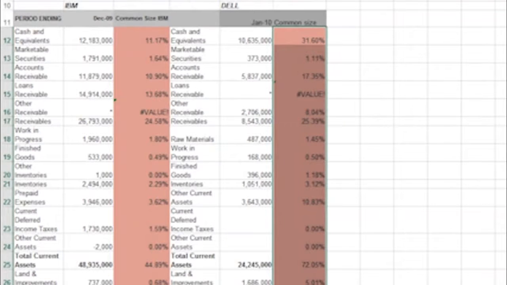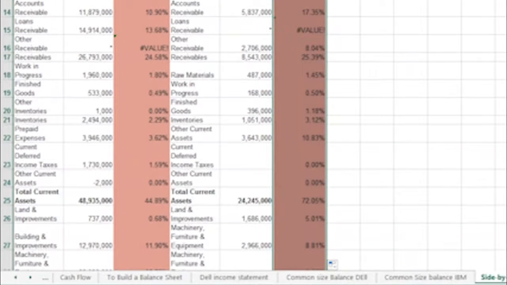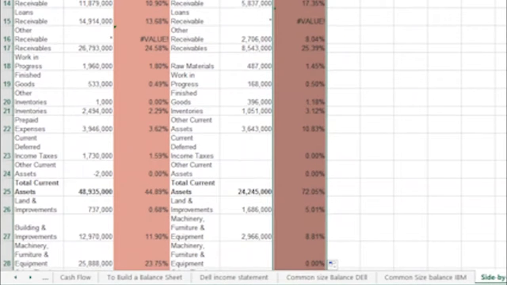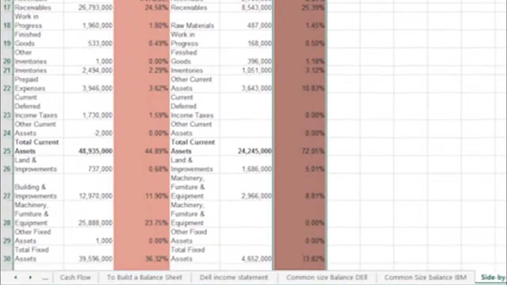Here we go. Now, how are these two companies establishing their own financial makeup? Dell, for example, has 31% of its assets in cash. IBM only has 11.7% of its assets in cash. Go down to non-current assets, right? IBM has almost 12% of its assets in buildings, where Dell only has 8%.